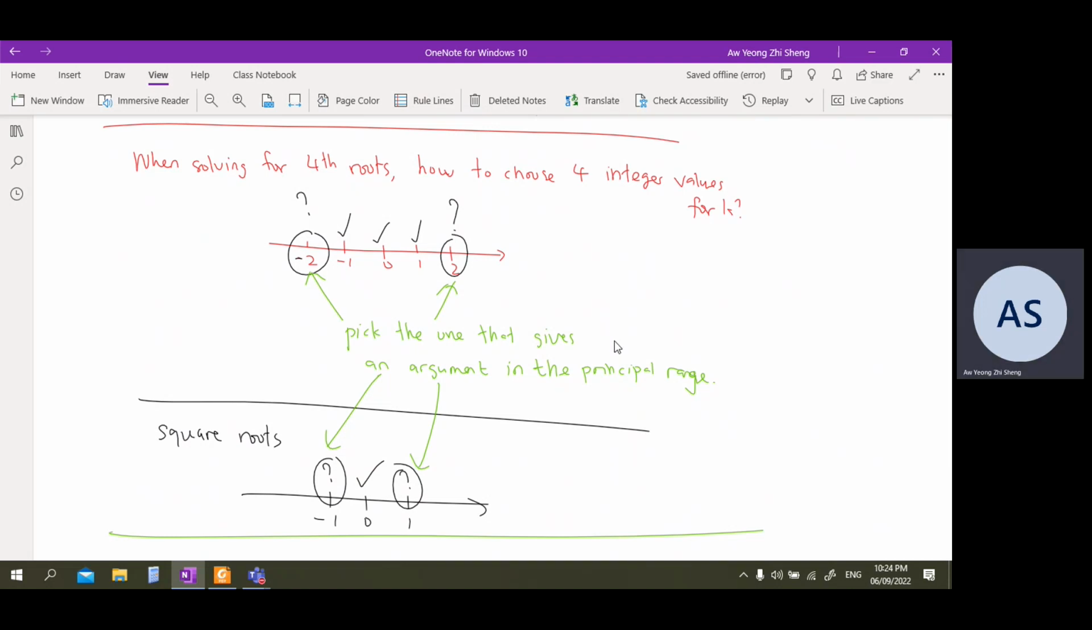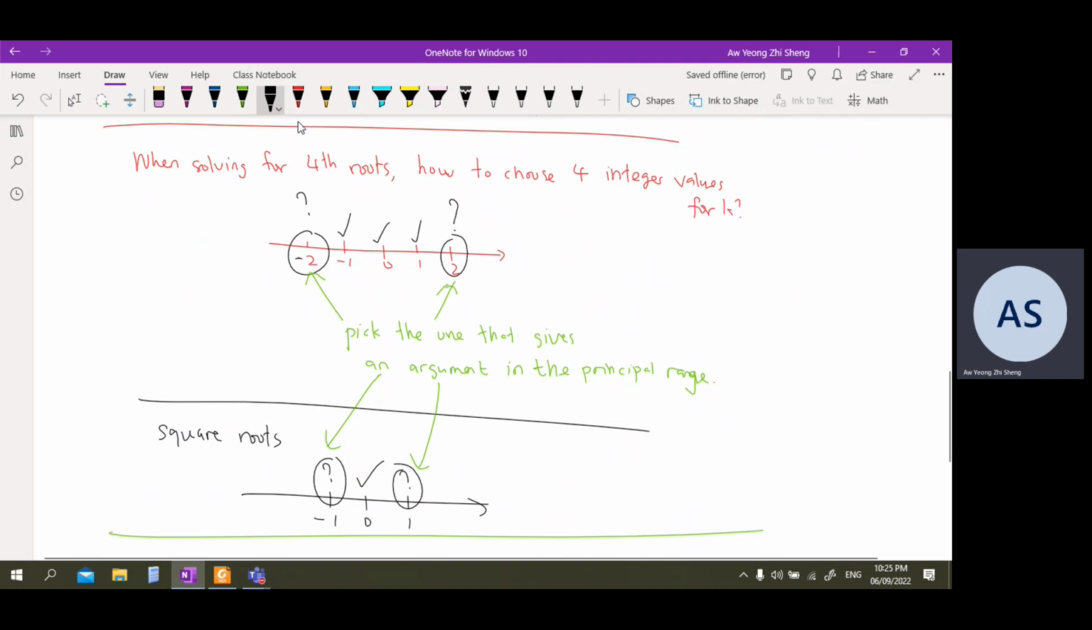Okay. So 2 things you have to know. First is if you are solving for square roots, you choose 2 consecutive integers. For cube roots, you choose 3 integers. For fourth root, you choose 4 integers, and so on. And we have to choose consecutive integers which are nearest to 0 to ensure that the solution that we get will have arguments in the principal range.